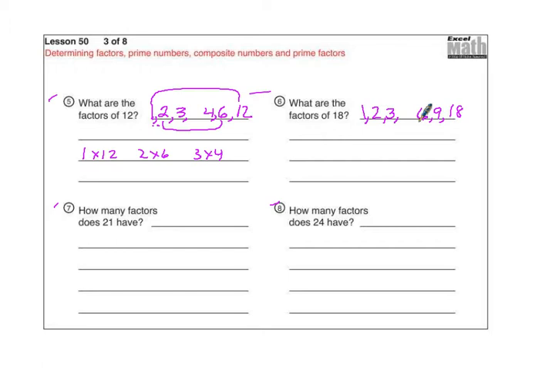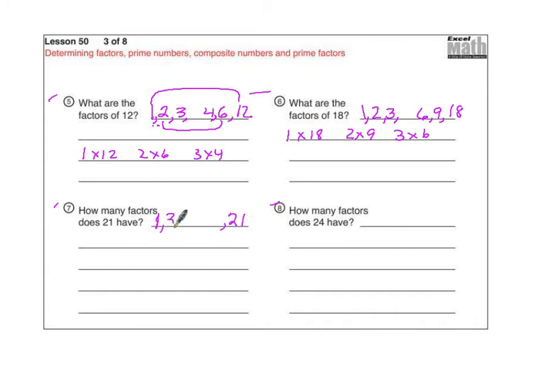Does 4 go into 18? No. Does 5 go into 18? No. So you have 1 times 18, 2 times 9, and 3 times 6. How many factors does, oh, this says how many factors. Well, if you wrote the answer, that's great, but really what I want you to be able to do is find the factors.